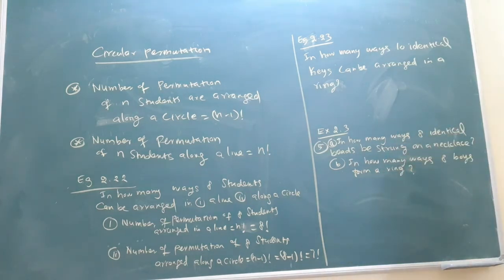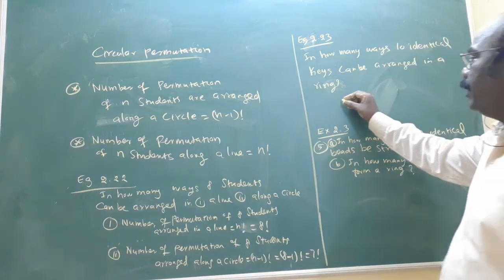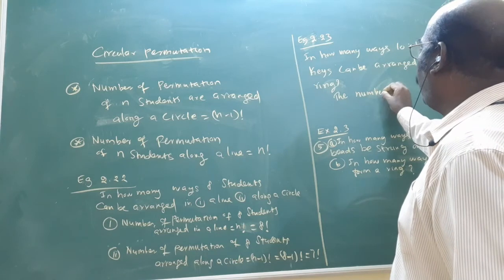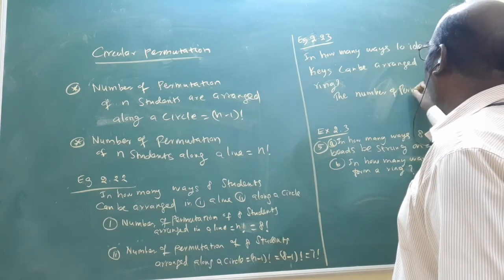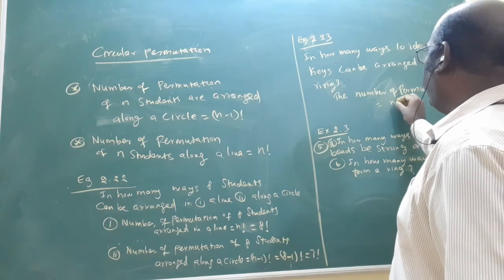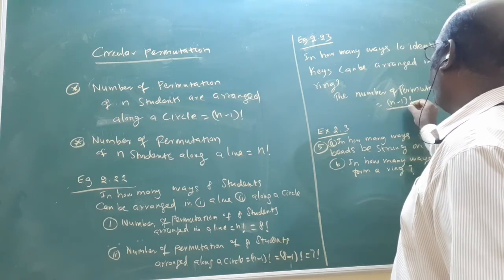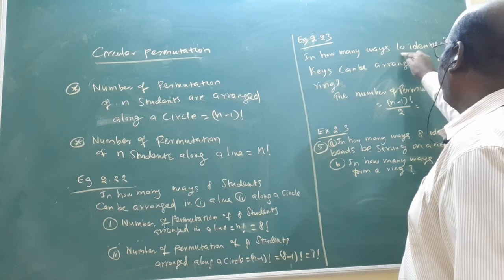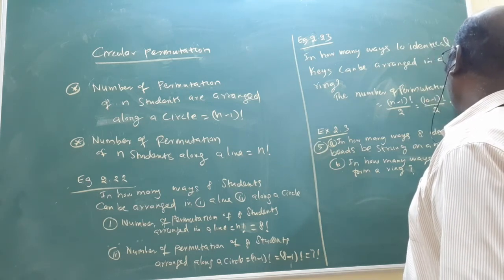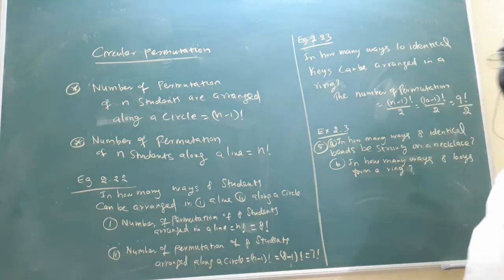That's very important. The number of permutations is equal to (n minus 1) factorial by 2. N is 10, so 10 minus 1 factorial by 2, that is 9 factorial by 2. Need not simplify, because 9 factorial means lengthy calculation will come. That's why this is the answer.